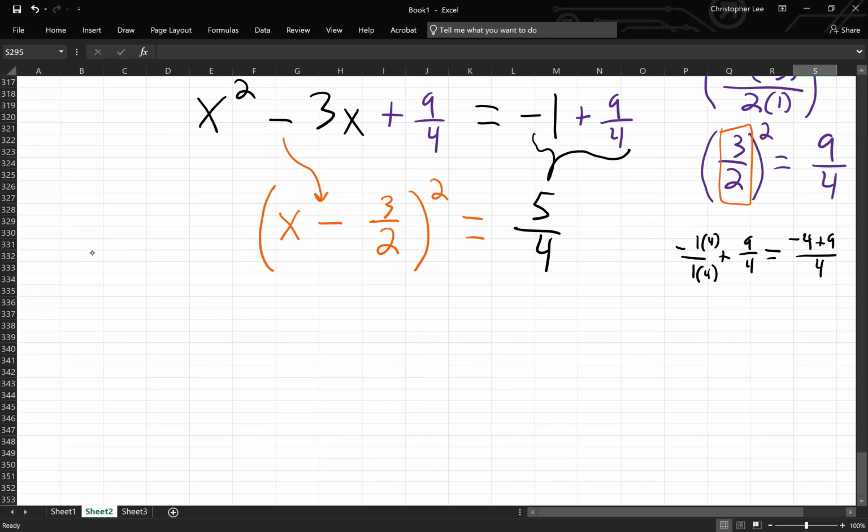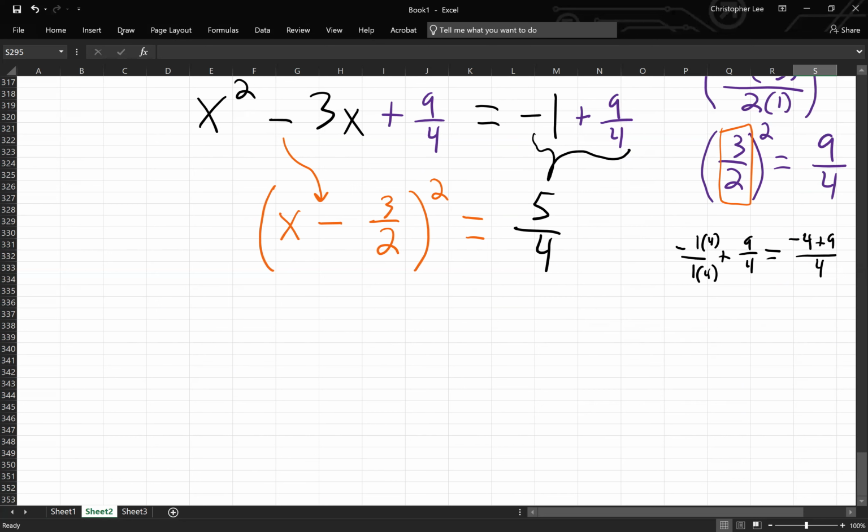-1 plus 9/4. All right, so then that's like -1/1. But in order for me to add two fractions together, they have to have the same denominator, times 4 and all that. So -4 plus 9, that's positive 5/4, right? All right, what am I going to do next?